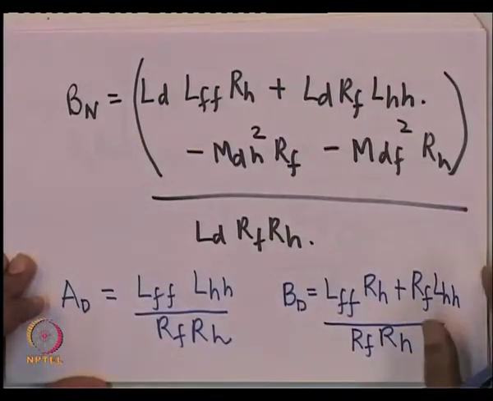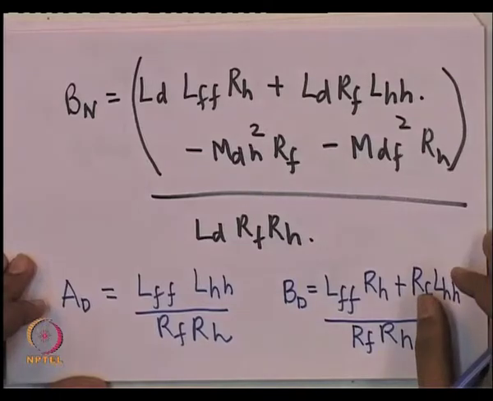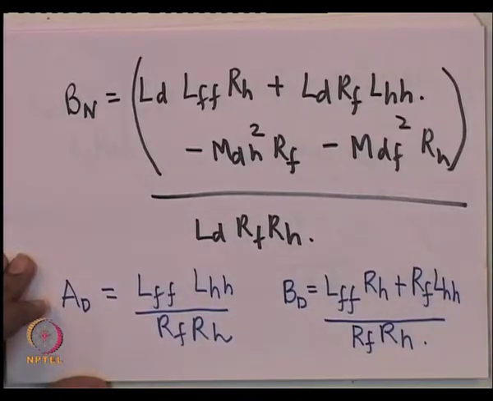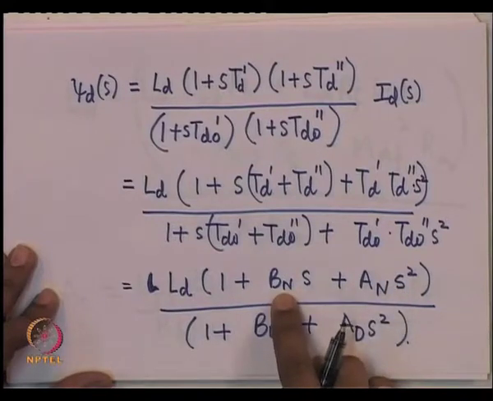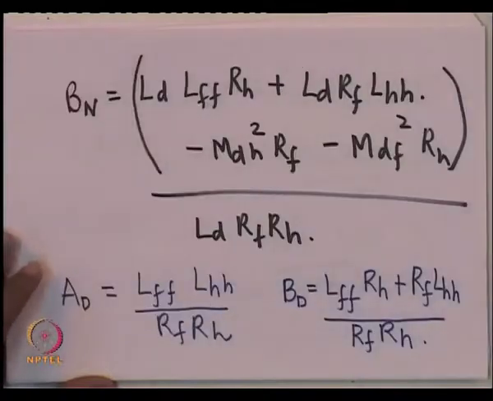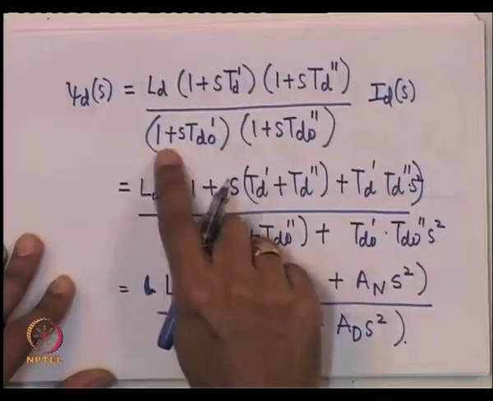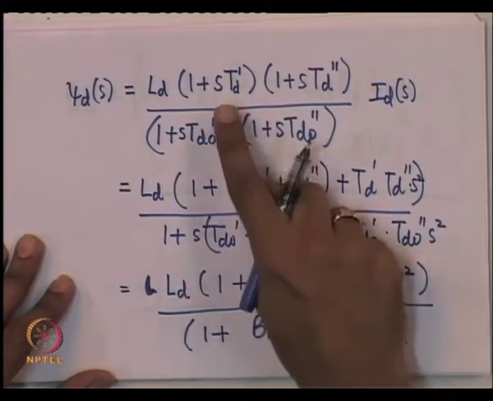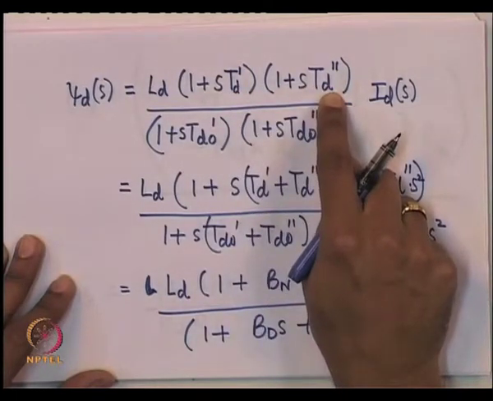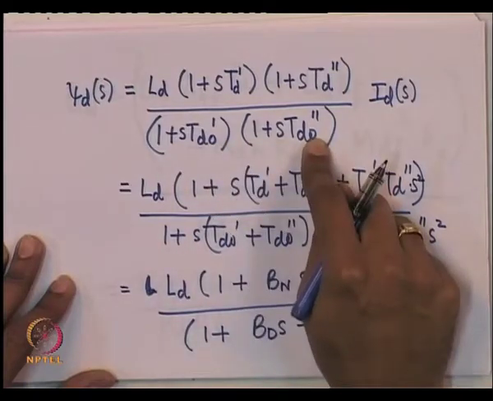Although these expressions look very complicated, they can actually be found by substituting for the field and H damper winding currents in terms of I d of S. So, the point is that for this second order transfer function, the coefficients B n, A n, B d and A d can be written in terms of these, but you can factorize them in this form, and I define these time constants which come out as a result of this factorization as T d dash, T d double dash for the numerator polynomial and T d 0 dash and T d 0 double dash in the denominator polynomial.